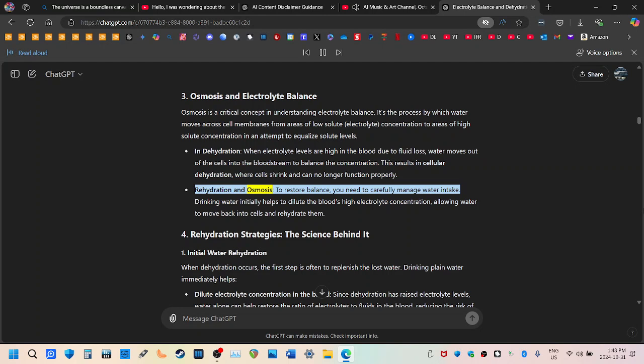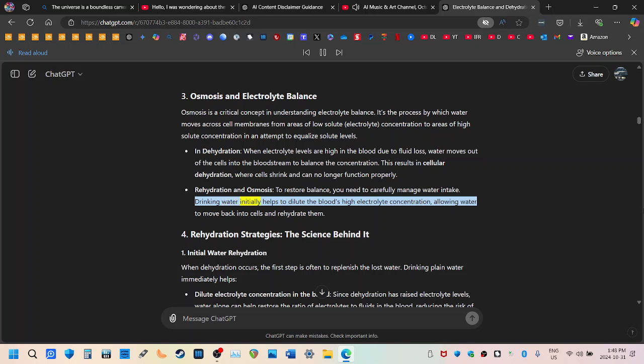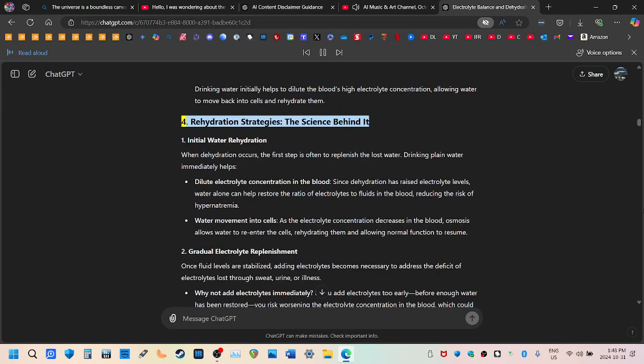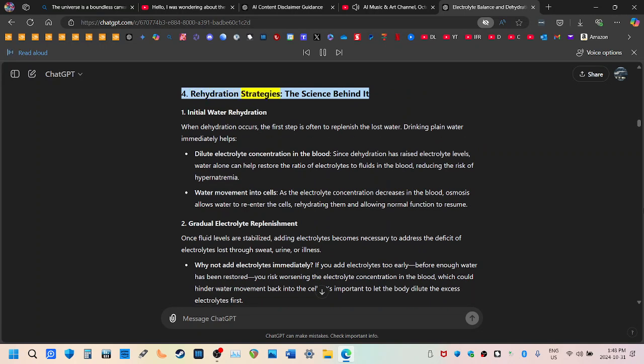Rehydration and osmosis. To restore balance, you need to carefully manage water intake. Drinking water initially helps to dilute the blood's high electrolyte concentration, allowing water to move back into cells and rehydrate them. 4. Rehydration strategies: the science behind it.